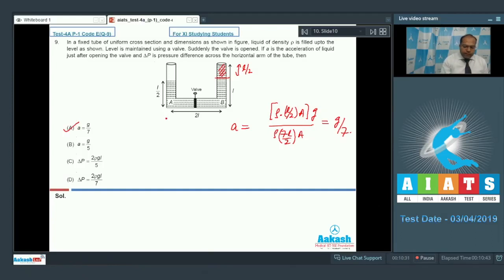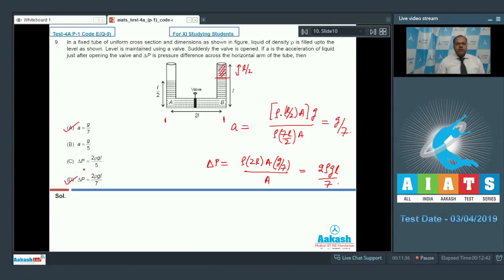Now the pressure difference between the two ends of this horizontal arm can be written as delta P is equal to mass into acceleration, mass of this segment into acceleration. So mass of this segment is rho into 2L into A, into acceleration, that is g by 7, divided by cross sectional area A in order to get the pressure difference. So this comes out to be 2 rho gL by 7. So option D is also correct. So the correct answer for question number 9 are option A and D.